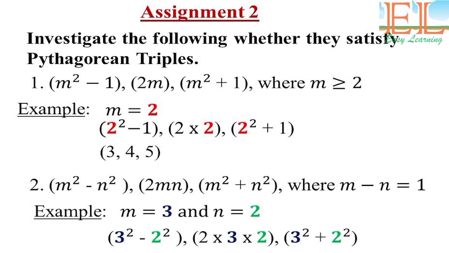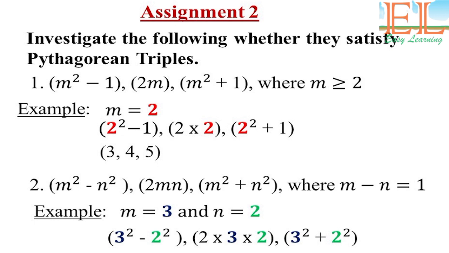m squared minus n squared. The second will be 2mn. And the third will be m squared plus n squared. Note the condition: m minus n is equal to 1. So the two numbers you are taking, this is the difference. And you have to apply that one very well. So if you take any number in this sense, make sure that the difference between the two numbers is 1.